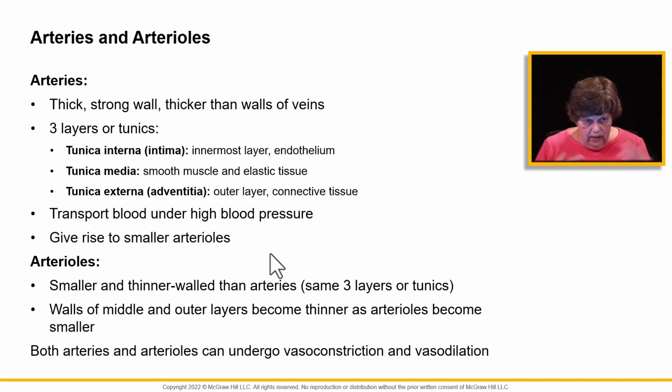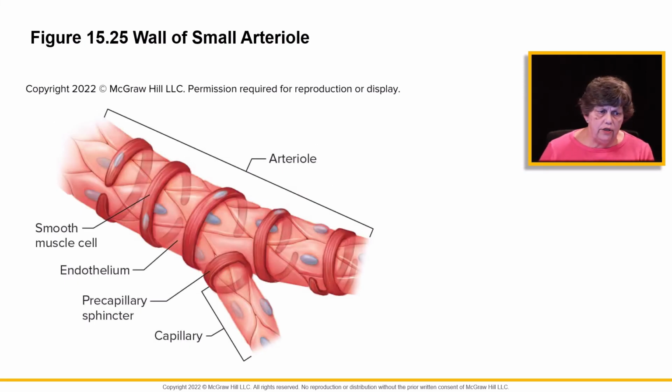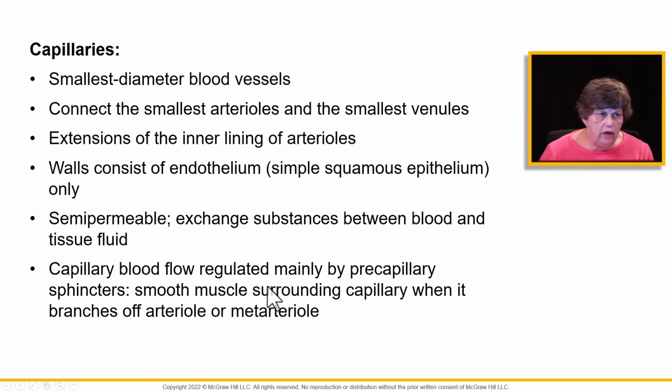And then as we go further away from the heart, we give rise to these smaller arterioles, which are thinner and smaller. The walls get thinner as the arterioles get smaller, but they can still undergo vasoconstriction and vasodilation. You can see this smooth muscle. You can see this precapillary sphincter. So if we want to go to the capillary, we can. If we don't need to, we don't have to.